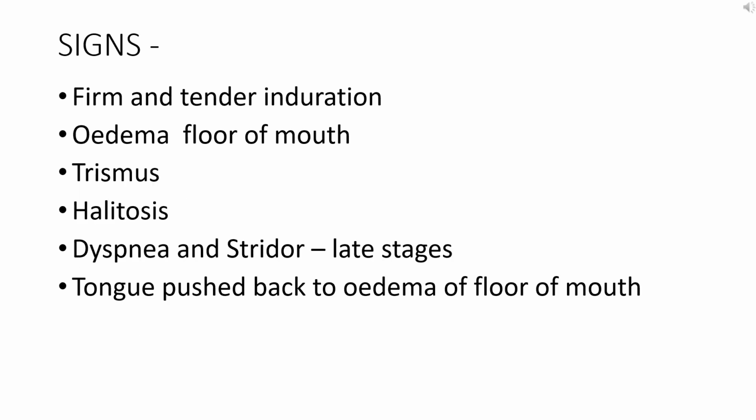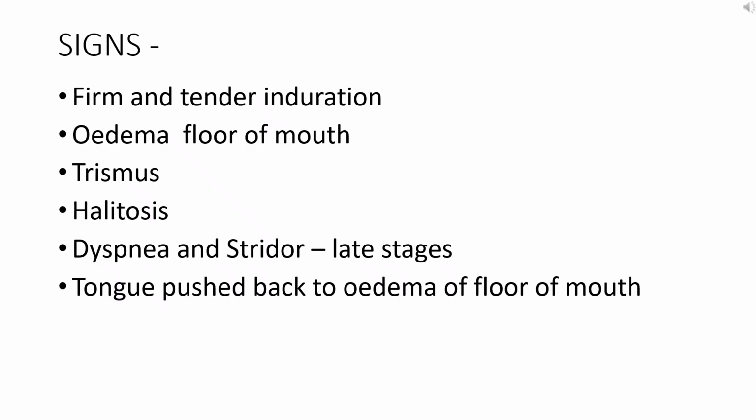So now coming to the signs that the doctor or clinician will elicit on the patient with Ludwig's angina, there will be firm and tender indurated swelling, and there will be swelling of the floor of the mouth. So what is the firm and indurated swelling? Initially, if there is cellulitis, there will not be any frank pus. So only the cellulitis will cause a tender swelling, firm swelling. Also, the skin over the swelling will be slightly erythematous. So that is the stage of cellulitis. Later on, when it gets converted into frank pus, then the swelling will be pus filled and fluctuant.